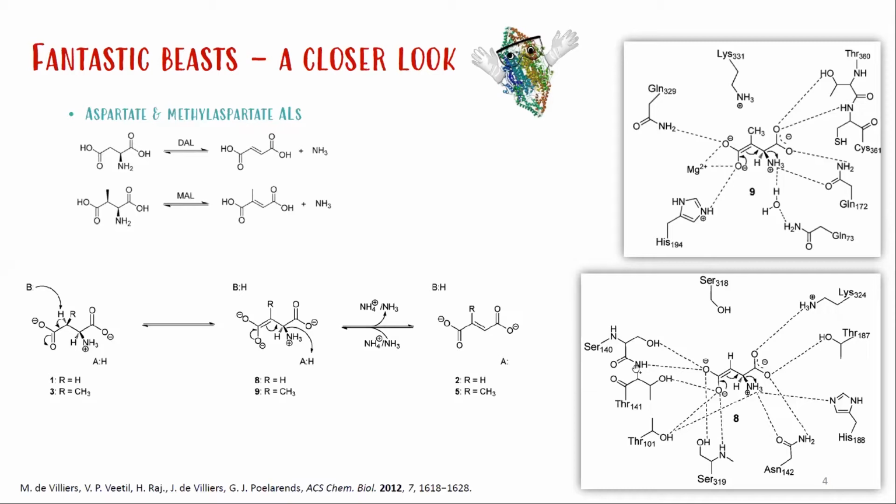On the bottom right is the intermediate formed in the active site of aspartate ammonia lyases. And as we can see, the substrate is kept in place in the active site exclusively by hydrogen bonding, which is quite fascinating. And we see here that this carboxylic acid enolate is stabilized only by hydrogen bonding. And in here, serine acts as the catalytic base.